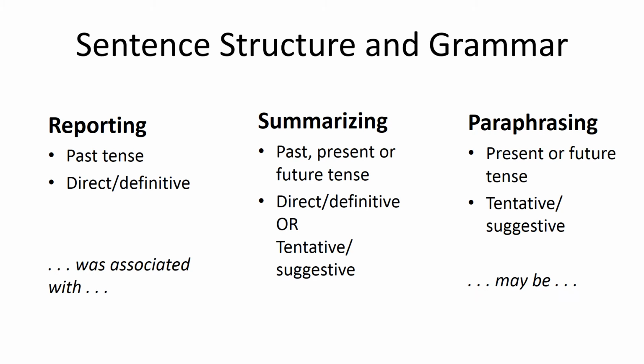Notice that the three sentence structures differ in the verb tense and in their tone, too. The reporting structure, the one with the narrative citation, is consistently written in the past tense. That's also the only structure that's always direct in stating the relationship between variables. In contrast, paraphrasing is in present or future tense, and it's more tentative or suggestive in tone. When we think about it, it makes sense. If we're applying the findings in a different context or form, we're speculating.